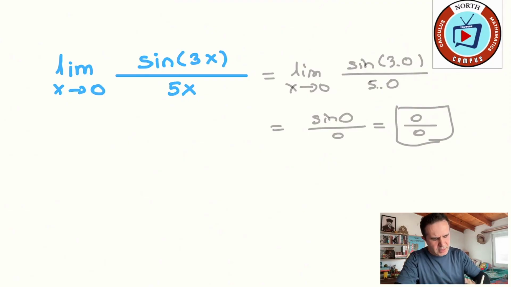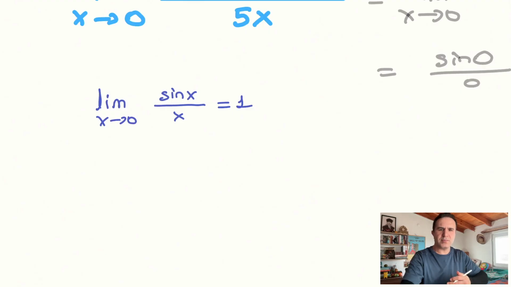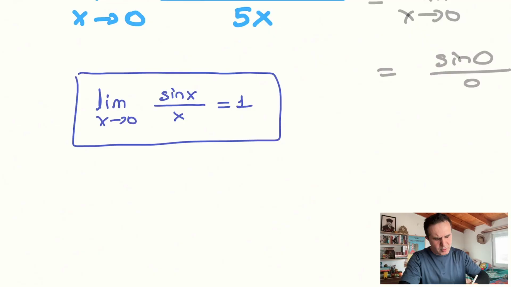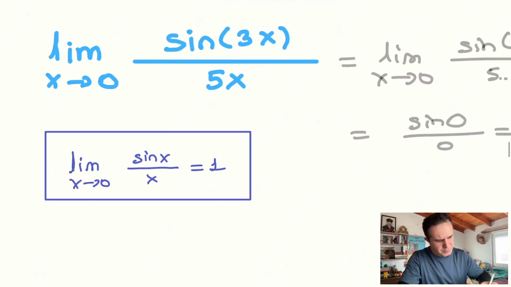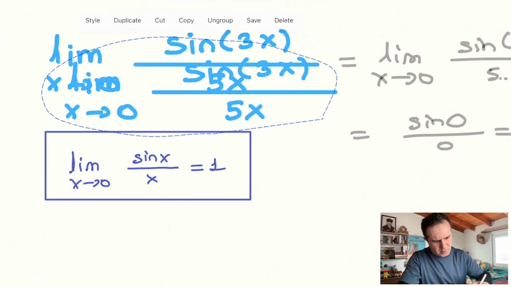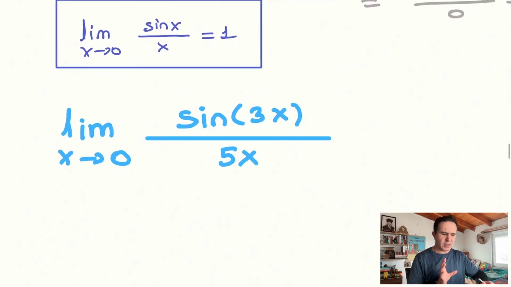We know that the limit as x approaches 0 of sine x over x is equal to 1. We will use this fact here to solve the problem, and this is one of the most important limits in calculus. Now our goal here is to bring the expression into the form of sine x over x.